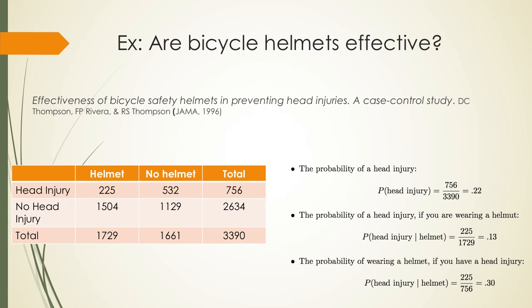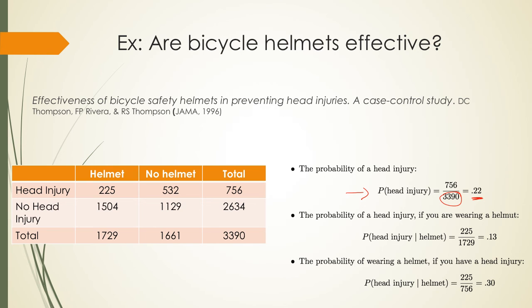Let's look at this data a little more. When working with conditional probabilities, it's key to understand what information we already know. This often corresponds to understanding the denominator in a probability calculation. Here I've computed 3 different probabilities to highlight this. The first is the probability of a head injury without any additional information. This is in reference to the entire set of 3,390 cyclists studied. So this is the denominator. Of those, 756 experienced a head injury. Overall, we get a head injury rate of 22% among this group.